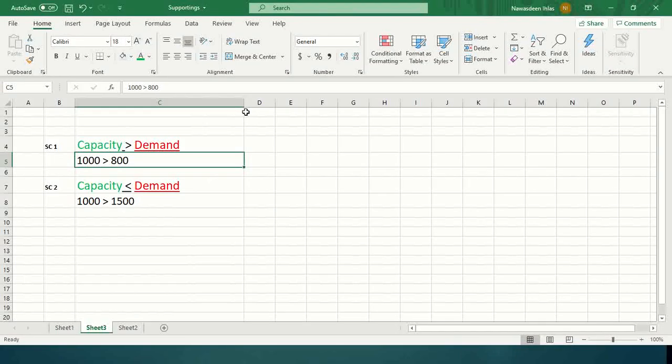So demand will be constant at this point. We are going to change our capacity.